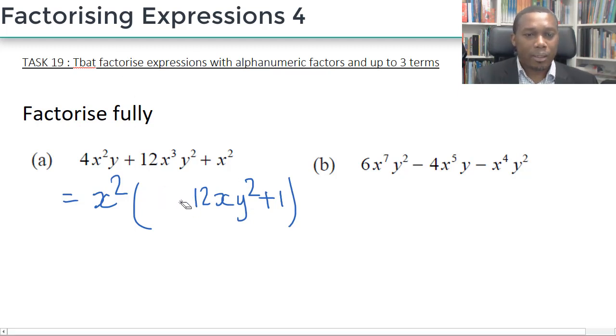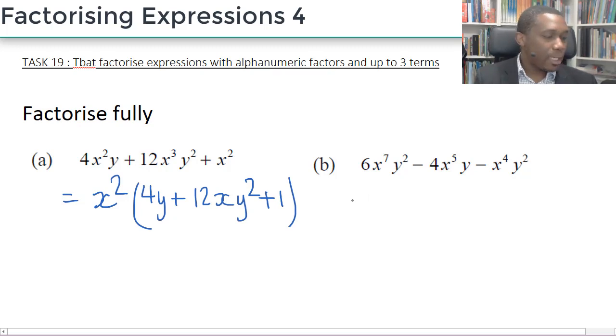I can make that a bit clearer in my writing. 4y plus 12xy squared plus 1. Because you have x squared, how do I get x squared? I multiply it by 1. Multiply by 1 gives itself. So x squared times 1 will give you x squared. Be careful with the ones.